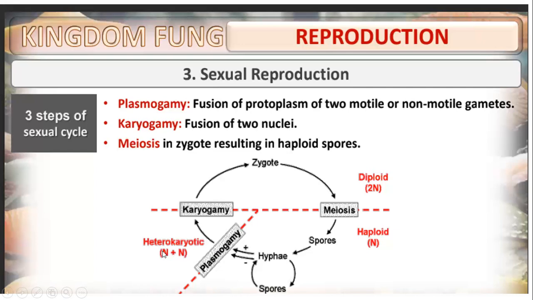So how many nuclei will be there in this? One and one, total two. This stage is called the heterokaryotic stage. The nuclei are close to each other, they are not fused. This stage is called the heterokaryotic stage, or it is called the dikaryotic stage. Di for two, karyo means nucleus. Okay. Dikaryotic stage. This will come in the next one.